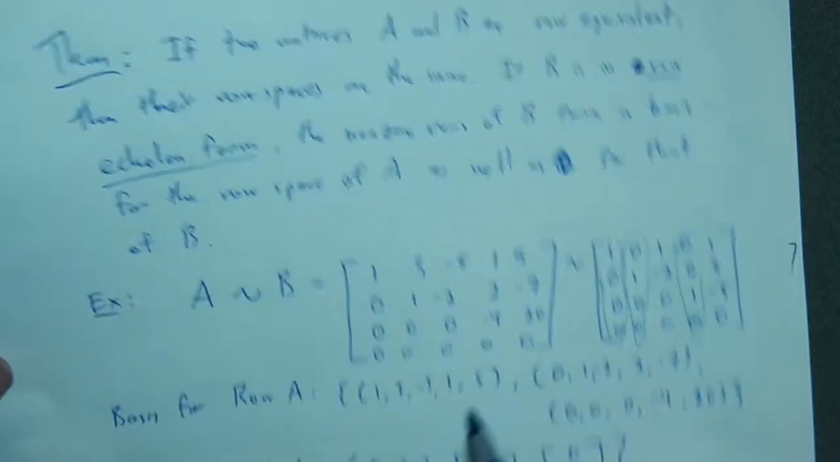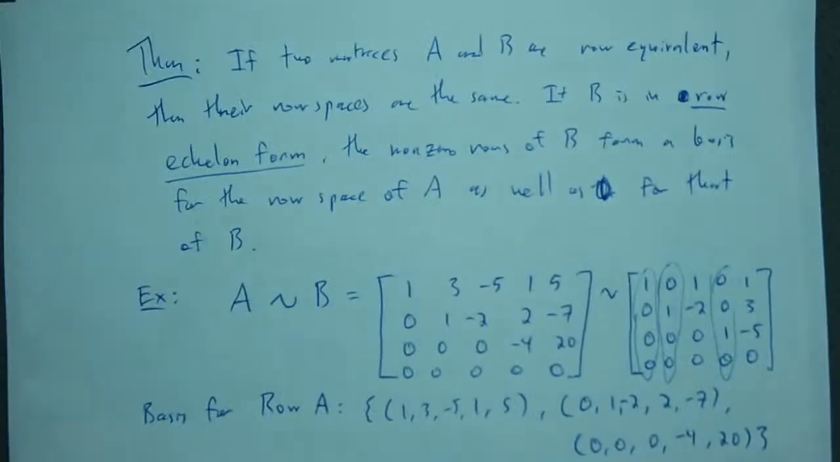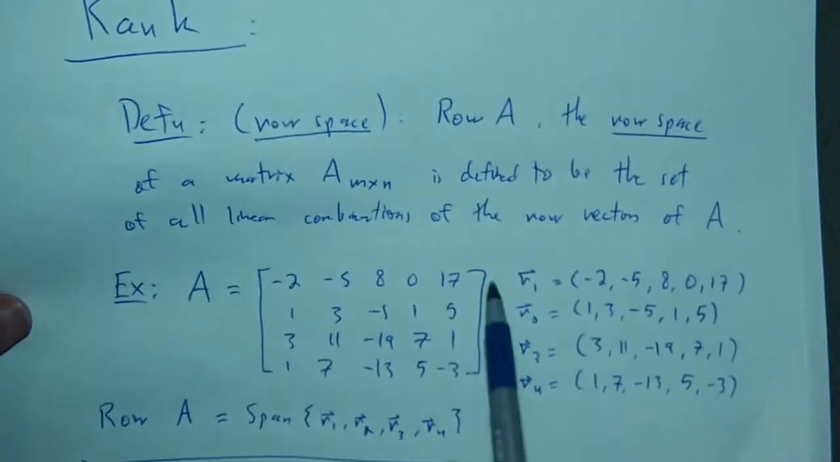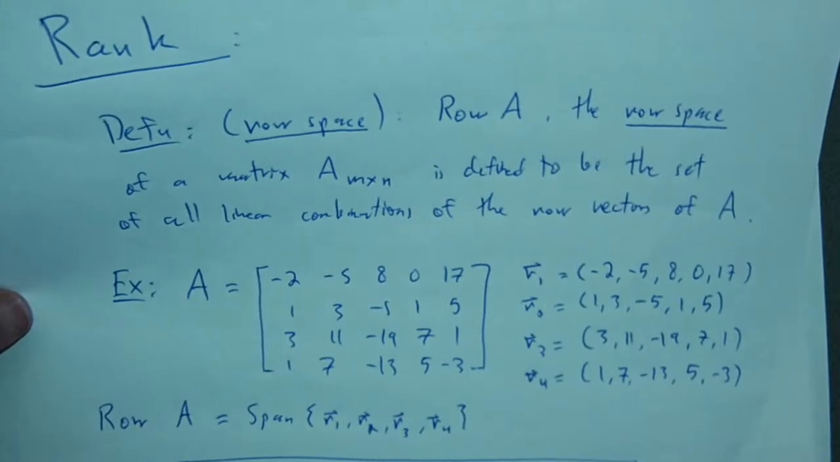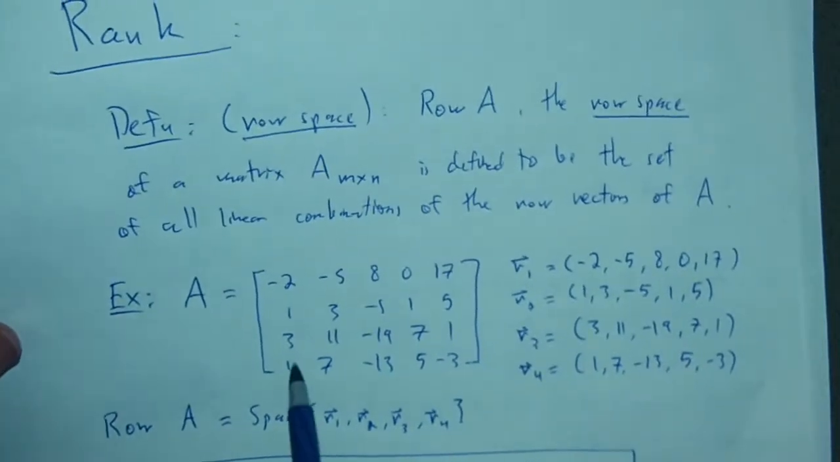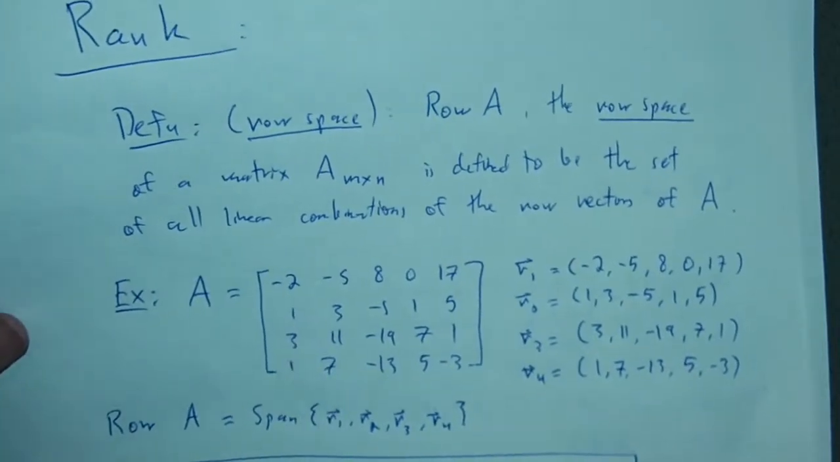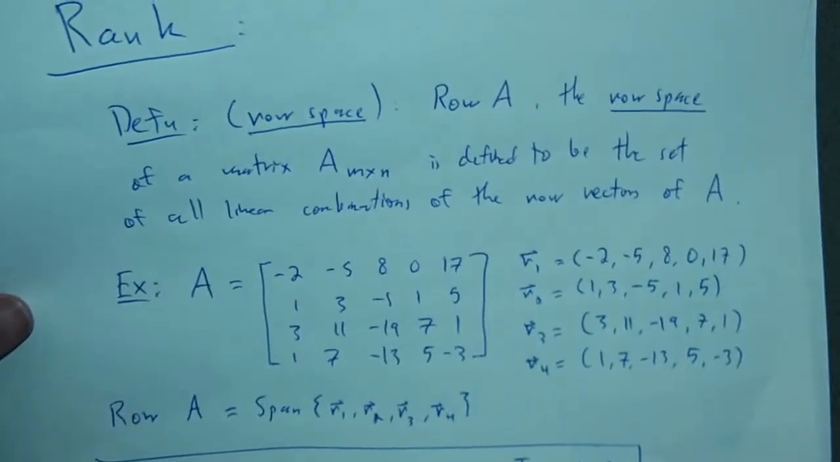Does that mean that the first three rows of A are linearly independent? No. In fact, this third row is a linear combination of these two.